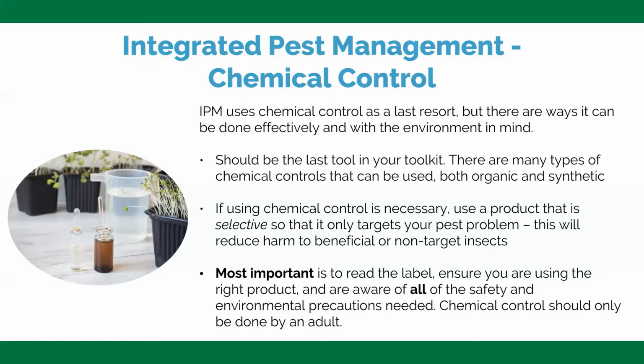Most importantly is to read the label. Make sure that you're using the right product and that you're aware of all of the safety and environmental precautions needed. Chemical control should only be done by an adult. So if you're ever unsure or are looking for a little bit more advice on whether a certain product is the right one for you, you can go to somewhere like an agricultural extension office and ask them what the best products are to be using. Something that we can look at a little bit further is how to decide which of the products you want to be using. But it is really important to make sure that chemical control is done by an adult and that you've read the label thoroughly to make sure you're using the product that's right for your situation.